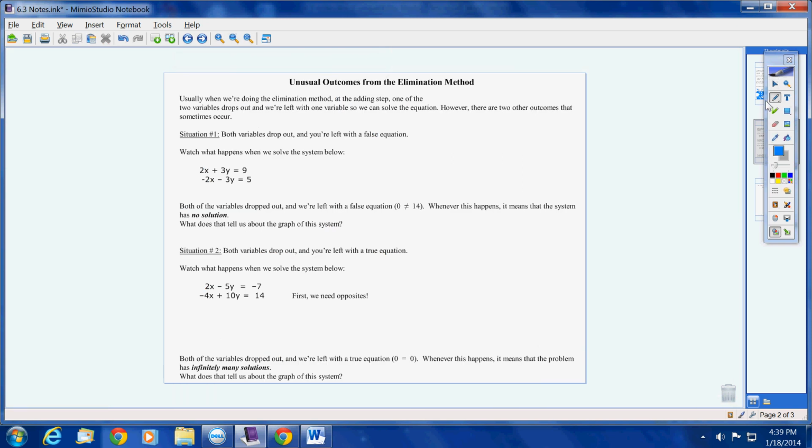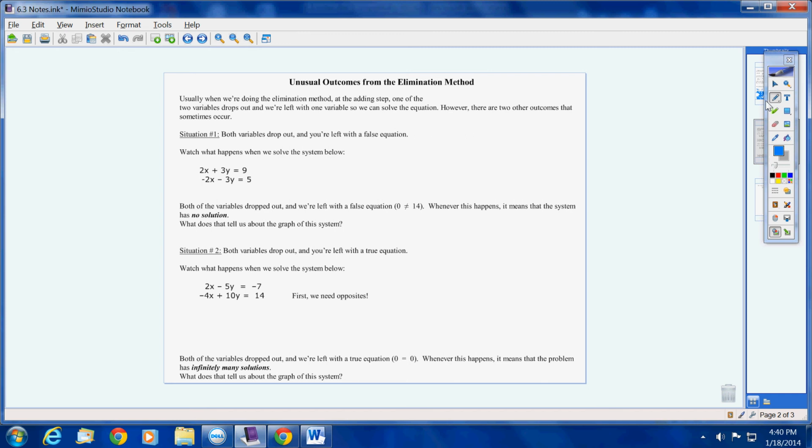Okay, unusual outcomes from the elimination method. Usually when we're doing the elimination method, at the adding step, one of the two variables drops out and is eliminated, and we're left with one variable that we can solve. However, there are two other outcomes that sometimes occur, and we've already seen that in our graph. So this is what it's going to look like when we're solving it with the elimination method.